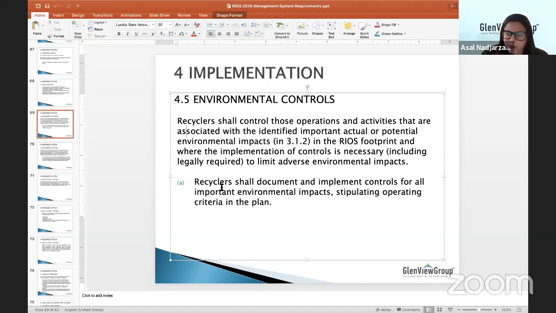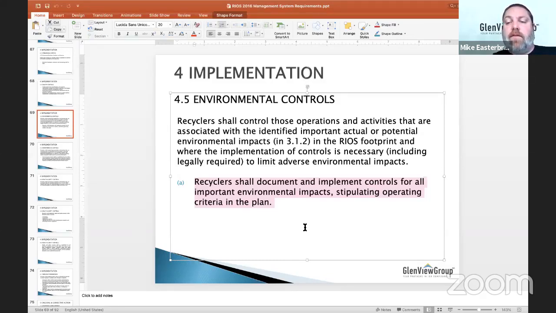But anyway, moving on. Subsection A says that recyclers shall document and implement controls for all important environmental impacts, stipulating operation criteria in the plan. So this is just saying that you need to have those controls, whatever they are, documented.